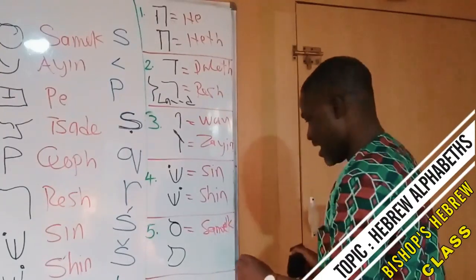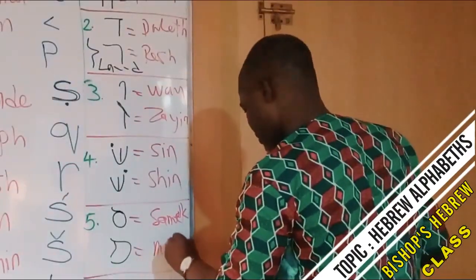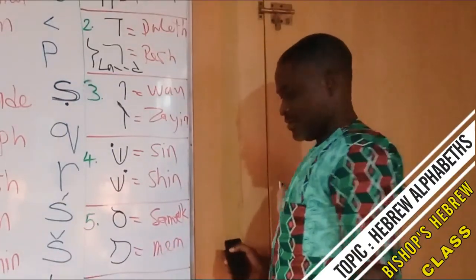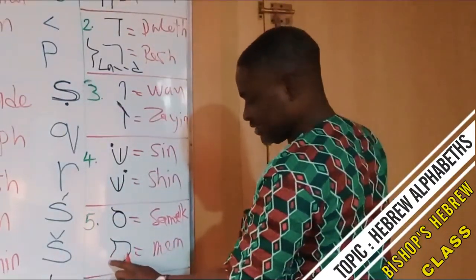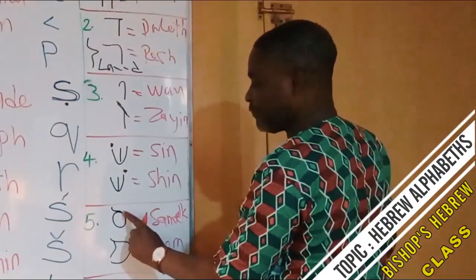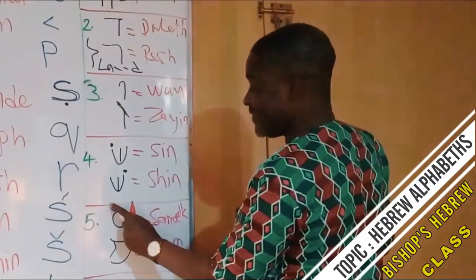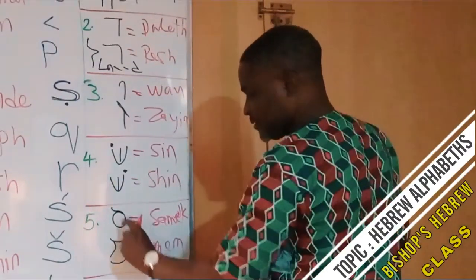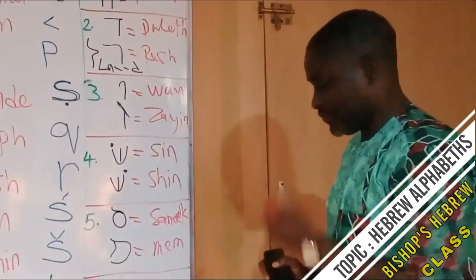Then another set of letters we need to look at is Samek and Mem. Mem is not closed down here, but Samek is curved from inside and has a closure at the top there. So when you take a closer look at it, you see the difference.